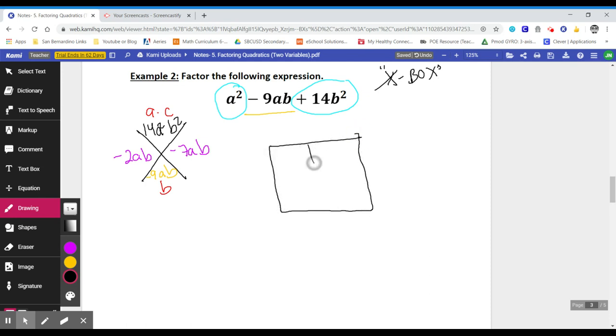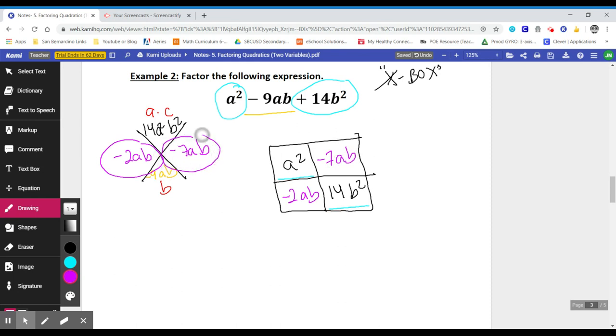So draw a box 2 by 2, same as last example. On the very first slot, the top left, we're going to put the first term, and then bottom right, the last term. So in this case, I'm going to put the x squared there and then the 14b squared there. On the diagonal, I'm going to write the answers that I just got from my big X. It doesn't matter which one you put where. So I'm going to write negative 2ab here and negative 7ab there. Okay, so that came from these two.